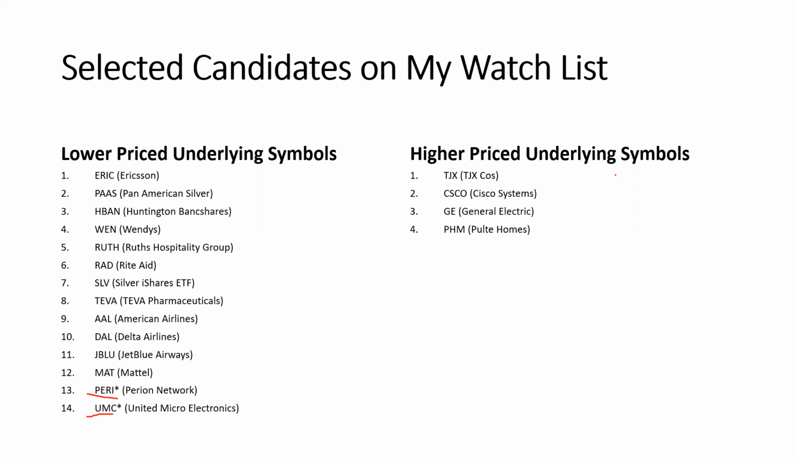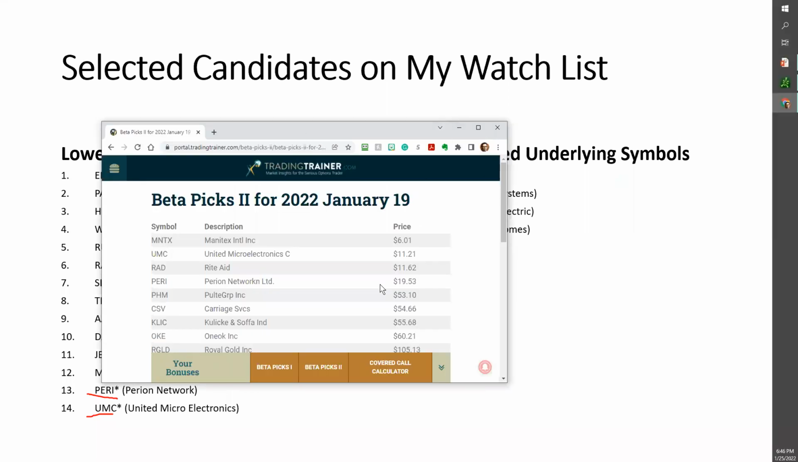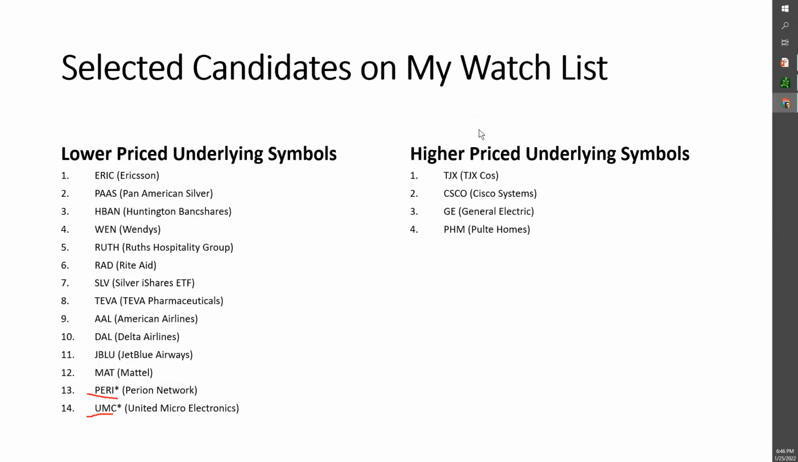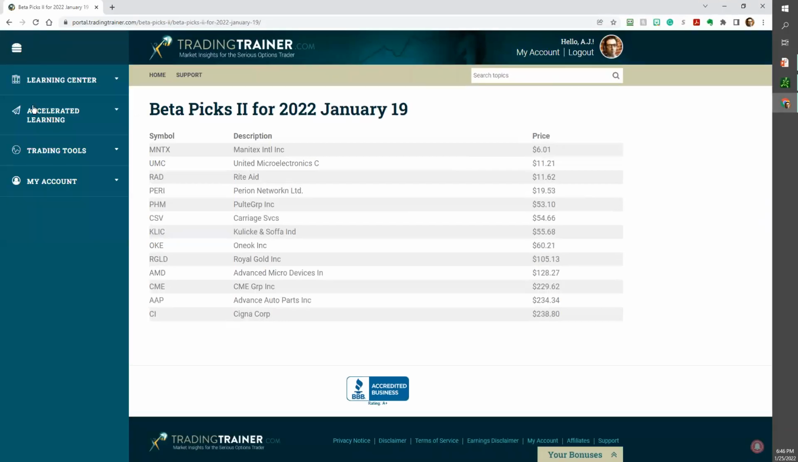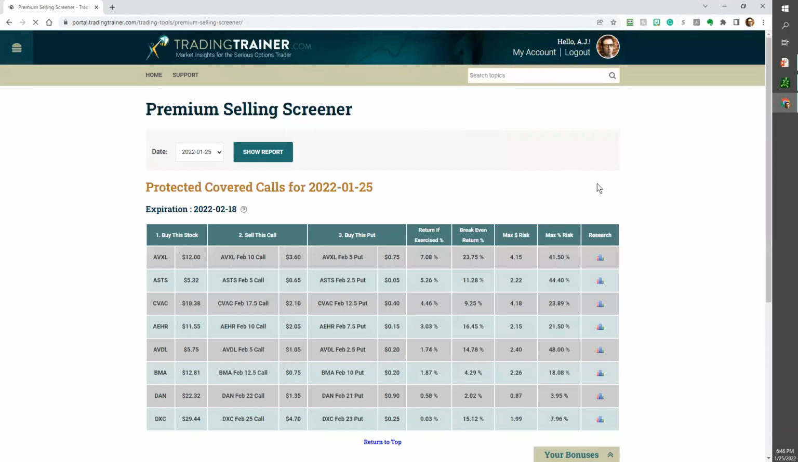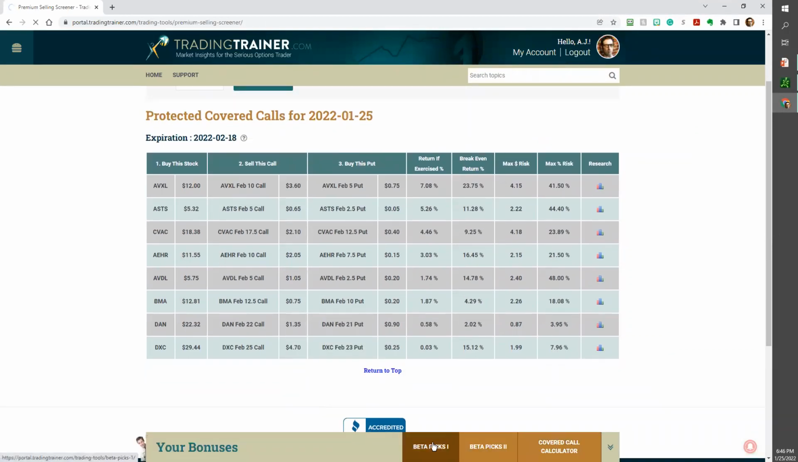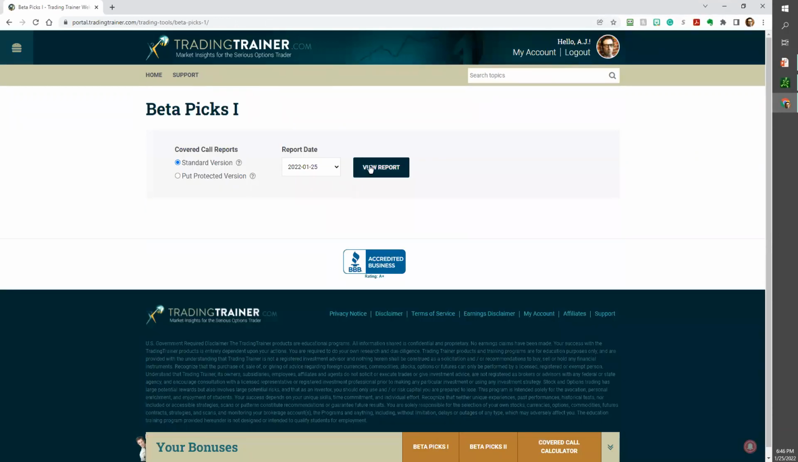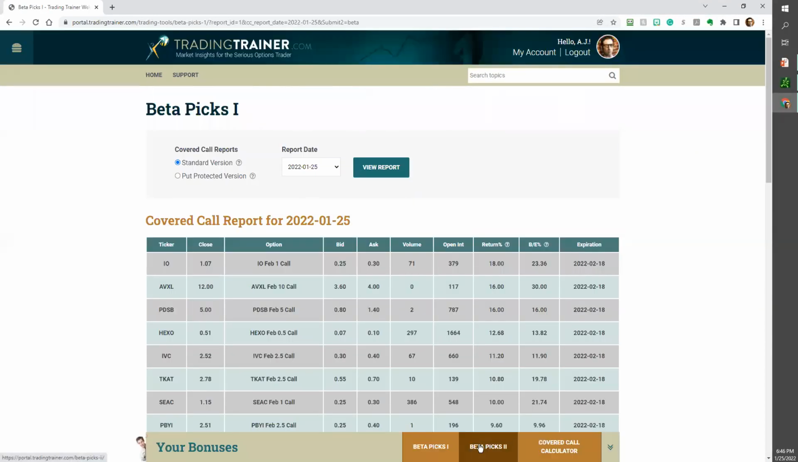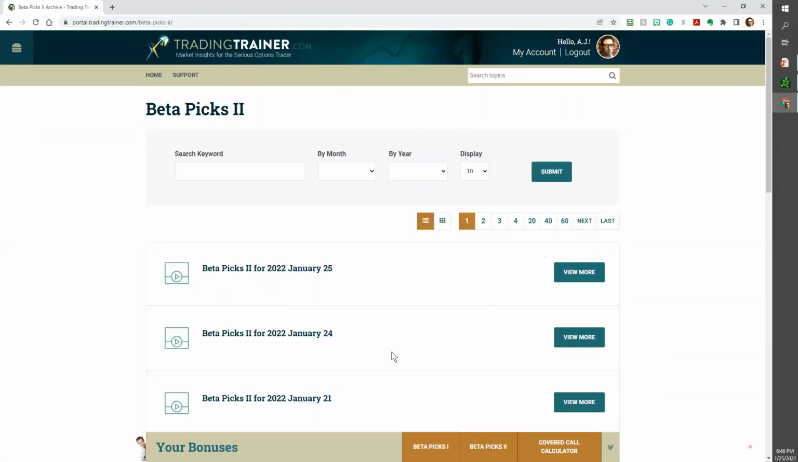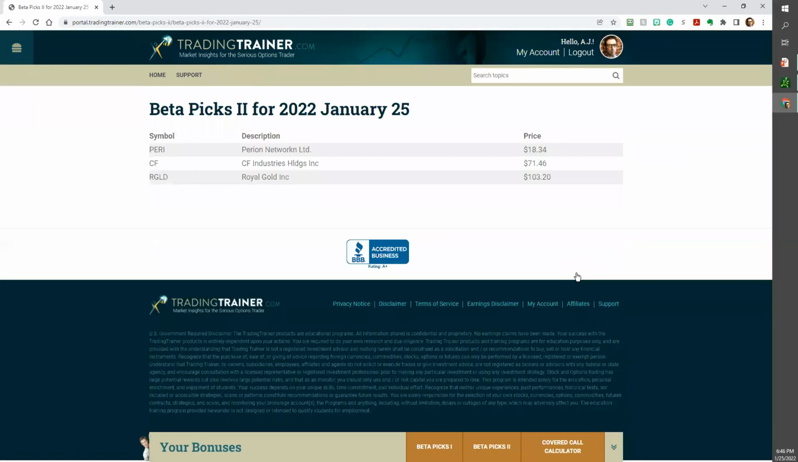Built into our program, this is the members area of our web portal when people are part of our program. We have screeners. You'll notice over here, I have the main original screener. This one is for today. It already ran today. And then we have some beta screeners, beta picks 1, and we have beta picks 2. And every evening, our 3 screeners give us a whole bunch of candidates for us to check out.